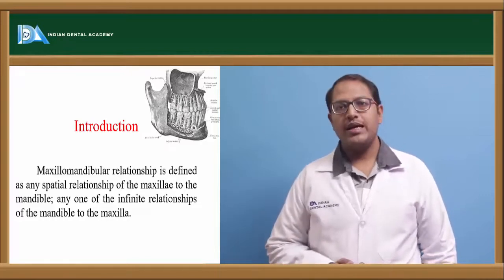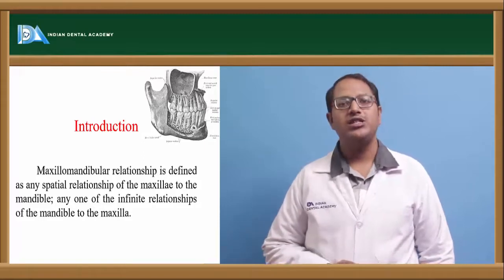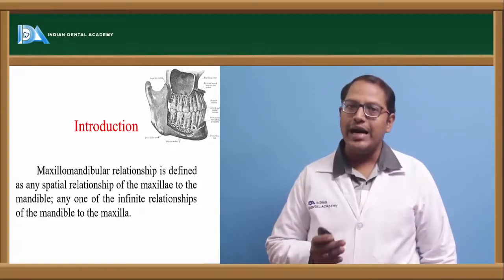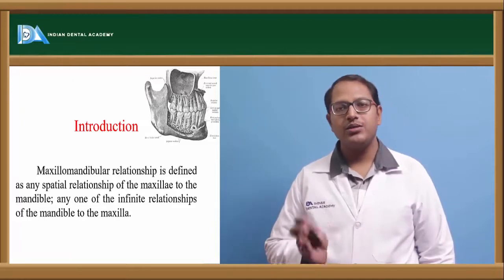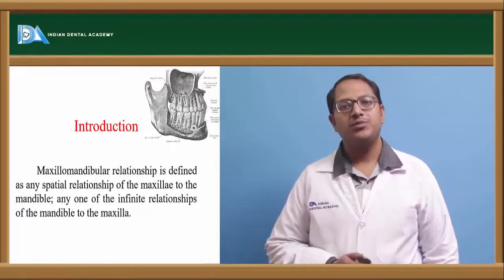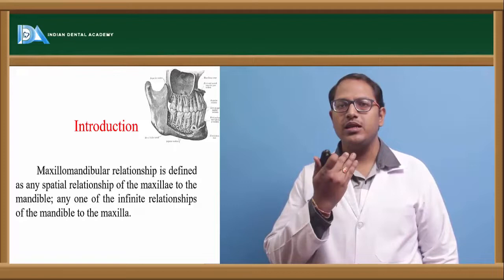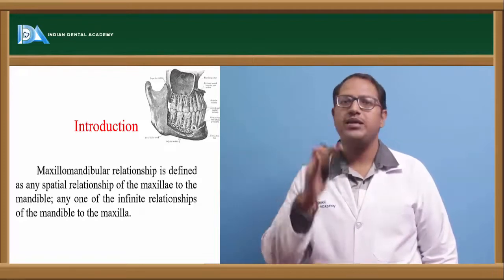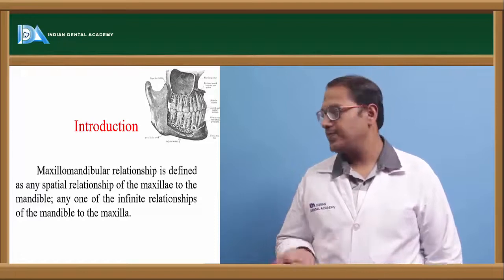Coming to the introduction, maxillomandibular relationship is defined as any spatial relationship of the maxilla to the base of the skull, or of the maxilla to the mandible, or any of the infinite relationships of the mandible to the maxilla. Basically, it is all about the relation of the mandible, maxilla and base of the skull. This is all about what is jaw relation. It is a relation of the jaws.